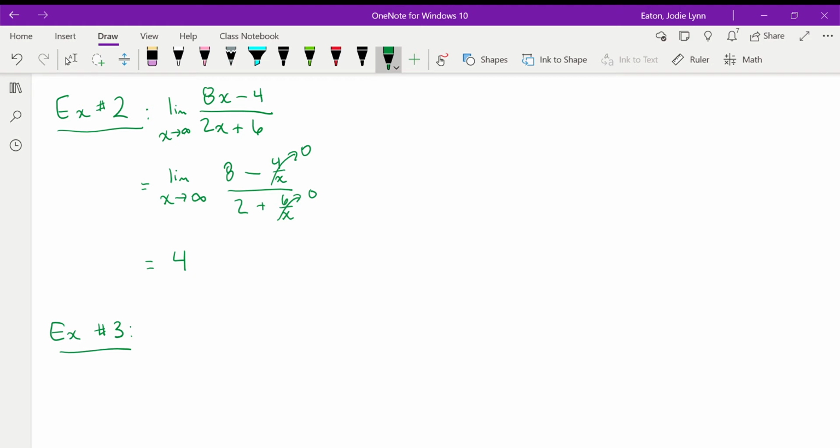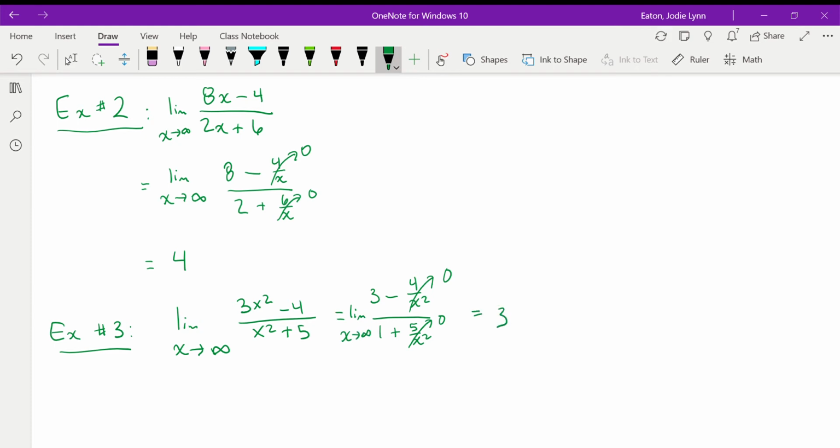So we have the limit as x approaches positive infinity again of 3x squared minus 4 over x squared plus 5. So this is equal to the limit as x approaches positive infinity. Again, we're going to divide by x squared. So of 3 minus 4 over x squared, over 1 plus 5 over x squared. Anything with an x in the denominator, squared or not, is going to 0. So this gives us 3, and I forgot to write my limit in. It's got to be in here until the point where I'm plugging in my infinity. So that's equal to 3.